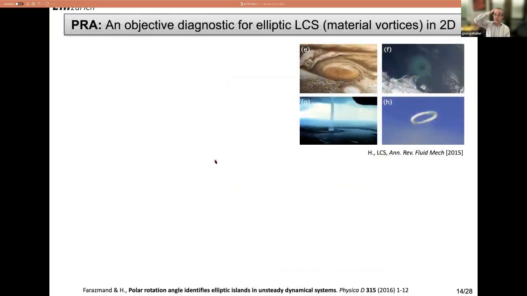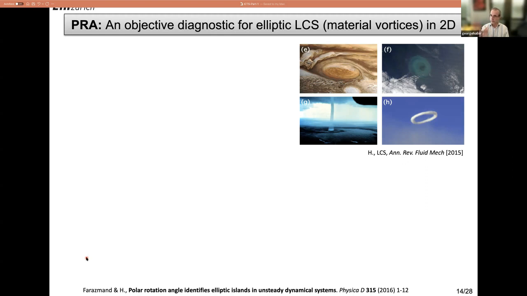So this has all been about hyperbolic and parabolic LCSs, fronts and jets if you want, but we have not been talking about vortices at all. A student of mine, Mohammed Farazmand, who's now a professor of mathematics at the University of North Carolina, was involved in all this. He was always very keen on us going in this direction, to also look for elliptic structures, to have some objective diagnostics for elliptic structures, which means material vortices, right?